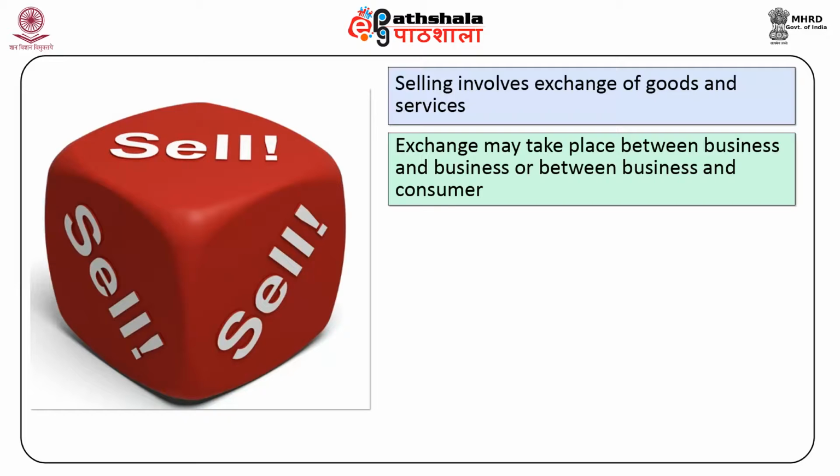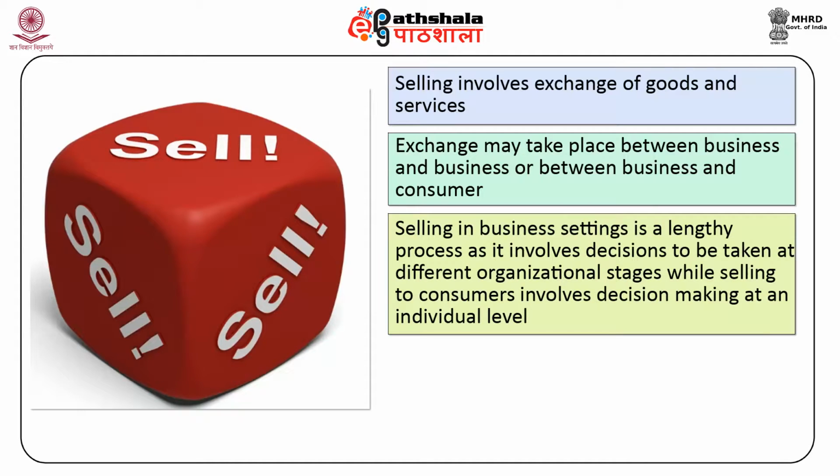On the other hand, in business to customer selling, products are sold to a large number of customers in smaller quantities for personal use, and the selling cycle spans a smaller frame of time. Selling in business settings is a lengthy process as it involves decisions to be taken at different organizational stages, while selling to consumers involves decision making at an individual level.